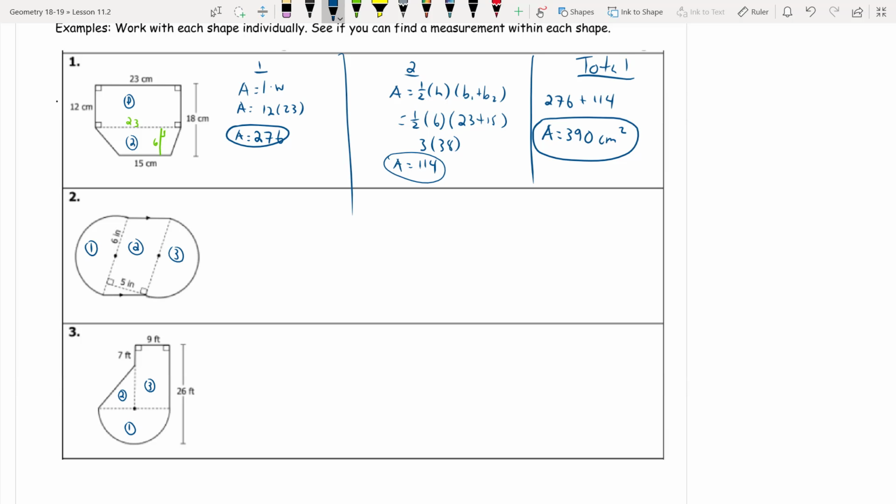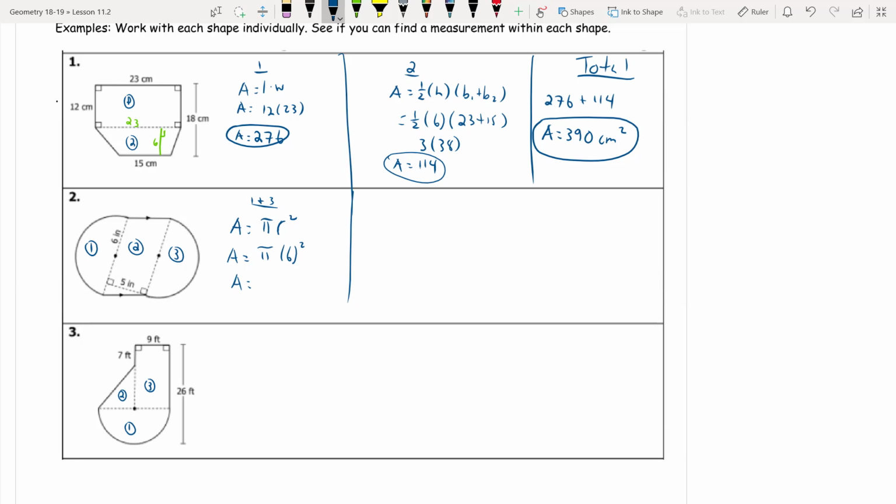And if we look closely, they've told us that the radius of that circle is 6. So my area of a circle is pi times radius squared, and they told me that the radius was 6. So it's just pi times 6 squared.